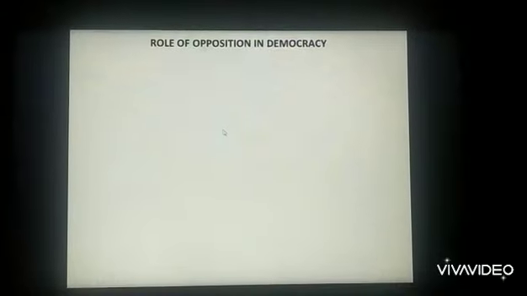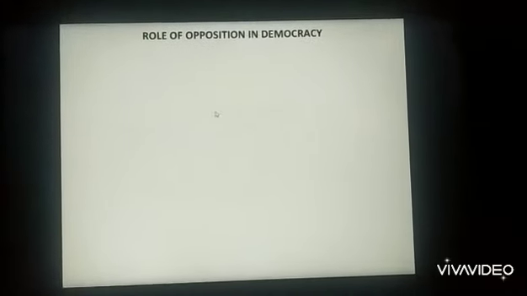We'll try to cover the last topic which we left out during our last physical class. Today we'll talk about the role of opposition in a democracy. This topic is not only about the Indian government, but about all democratic forms of government around the world.